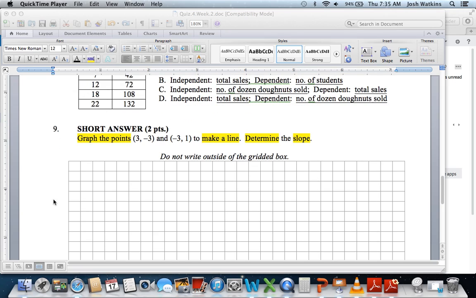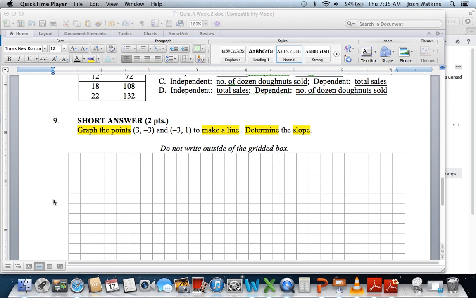Number 9 is a short answer. You are to graph the points 3, -3, and -3, 1 to make a line. So you're going to have to use your ruler to create the graph. Graph those 2 ordered pairs. Draw a line between them. And then determine the slope.